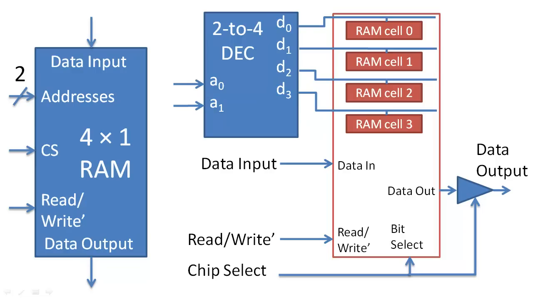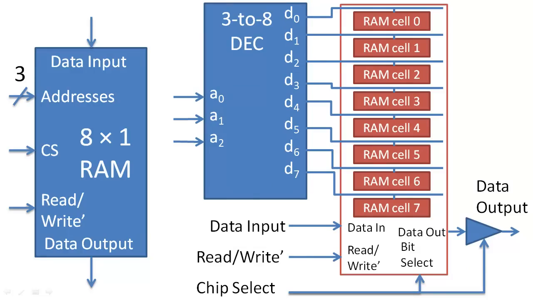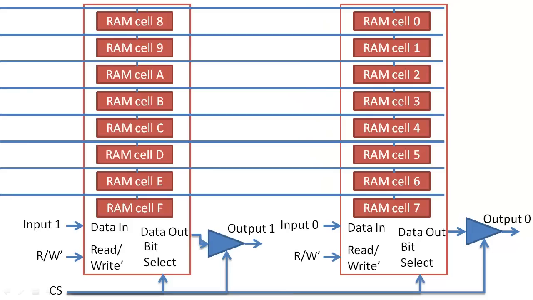If we increase the number of addresses in our RAM, we will need to increase the size of the binary decoder, and we will need to increase the number of RAM cells in each RAM slice to correspond with the increased size of the decoder. If we want to increase the number of bits per word, we need to add more bit slices. We just need to make sure that we send and receive the appropriate data bits from each RAM slice.